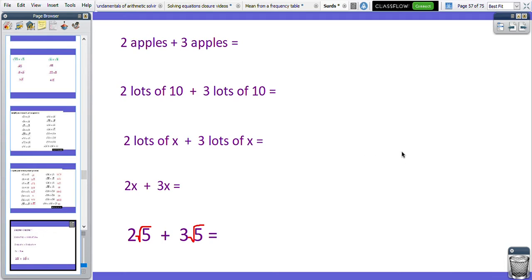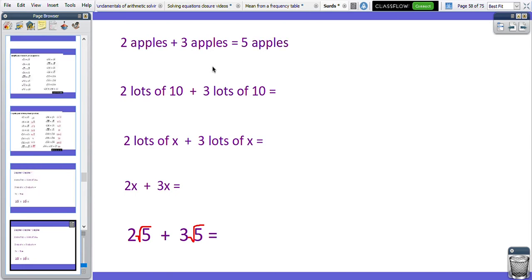Alright, so we're going to move on to adding surds. I'm going to give you some very, very basic examples first of all, and then we're going to build up to how we add surds together. So first of all, 2 apples plus 3 apples. Obviously we know that would be 5 apples, wouldn't it? But let's think about when we add together lots of things. So let's say I've got 2 lots of 10 plus 3 lots of 10. The answer to this is 50, but I could also write this as 5 lots of 10, couldn't I?